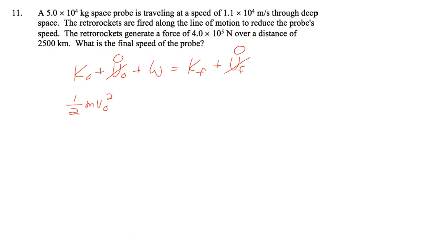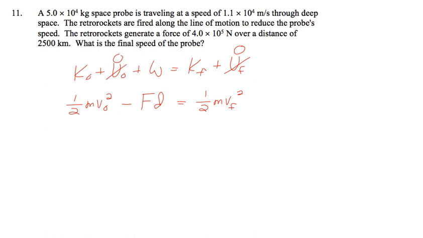Now I know that the work is negative work. I could put it as a plus, but then I need to make sure that I write that as negative 4 times 10 to the 5th. But I'm just going to put it in as negative right away so I don't have to worry about signs, and that way all the numbers I substitute in are going to be positive. So 1/2 mvo squared minus fd equals 1/2 mvf squared. And the question is, what's the final speed?